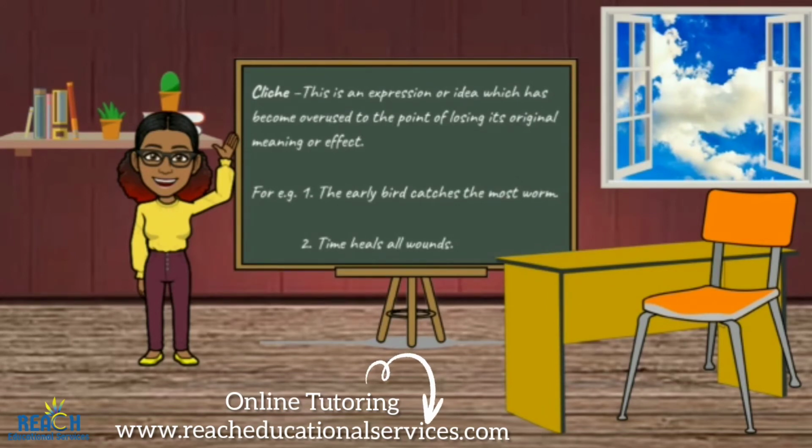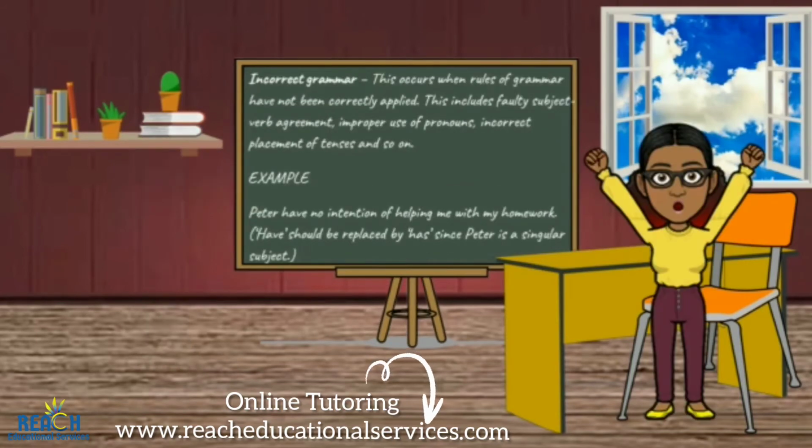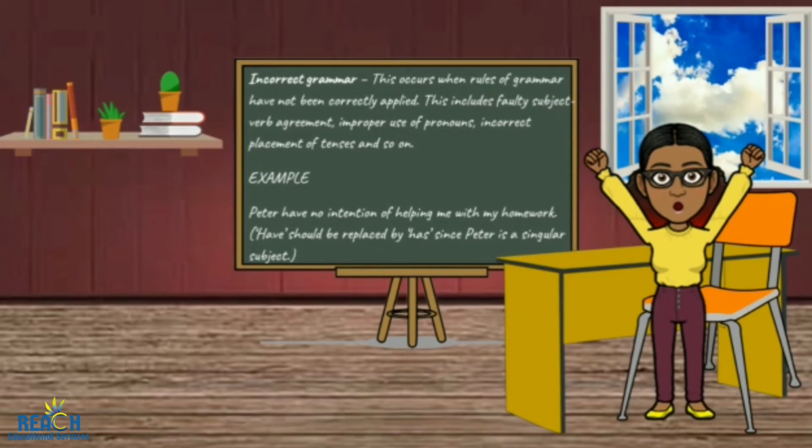Number 4, incorrect grammar. This is when the rules of grammar have not been correctly applied. This could be faulty subject-verb agreement, improper use of pronouns, incorrect placement of tenses, and so on. For example, Peter have no intention of helping me with my homework. Have should be replaced with has since Peter is singular.